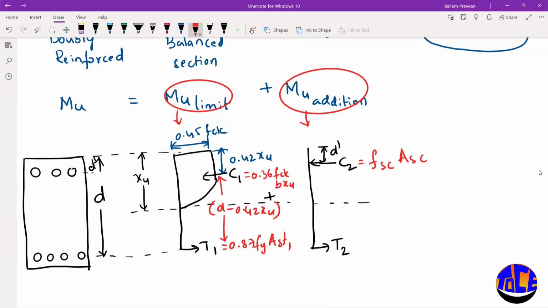Remember, understood? Similarly, T2 is equal to 0.87 fy, the stress in tension steel, into the area of tension steel, so this is Ast2. So what is our lever arm? The lever arm is equal to d minus d dash. The lever arm is the distance between two forces. So remember this figure.